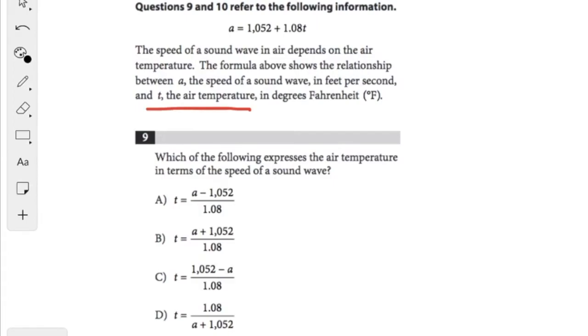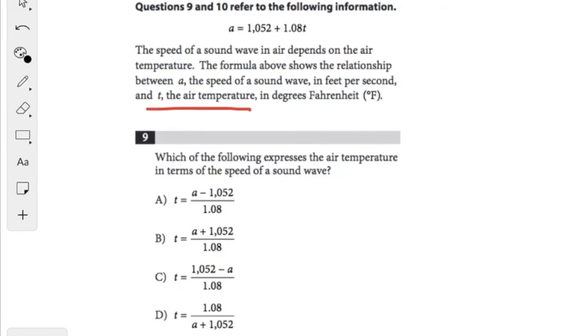If you look at the answer choices, I think it makes a ton of sense. All the answer choices have T by itself on the left-hand side of the equation, and then everything else on the other side. So if you're not quite sure what the question is asking you, sometimes the answer choices give you a little bit of a clue. This is just SAT code language: which expresses this variable in terms of the other variables. It's isolate that first variable.